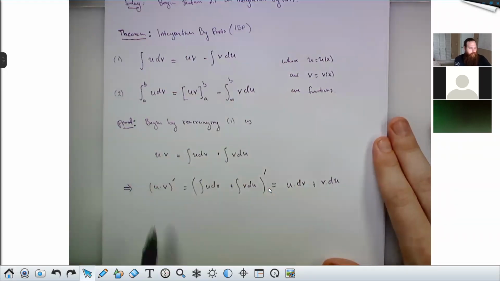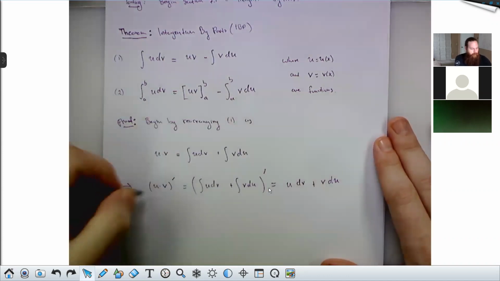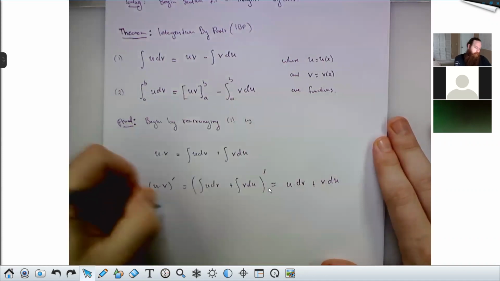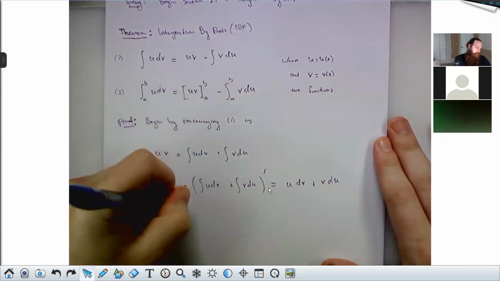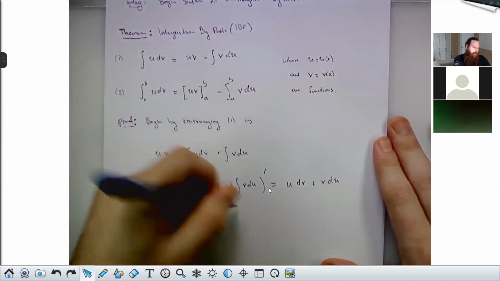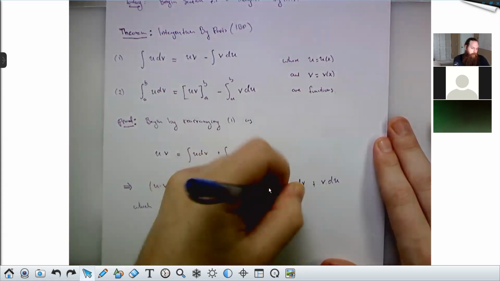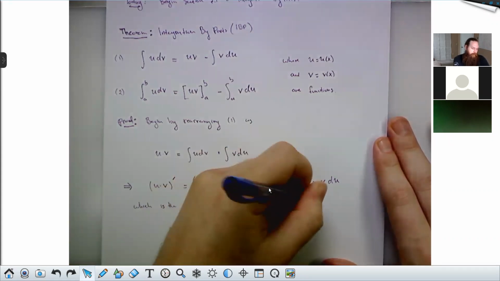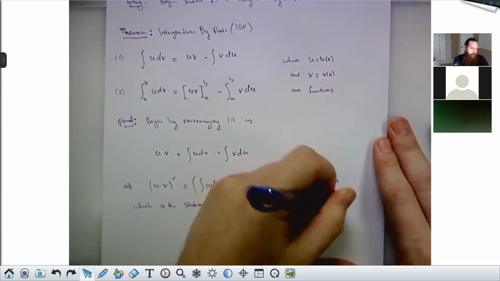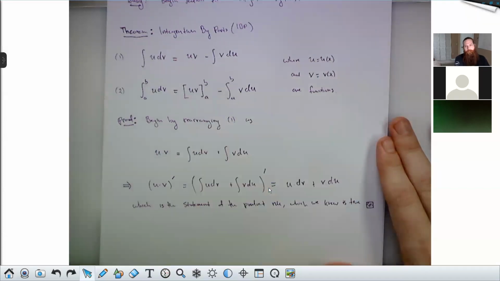And this is what you're used to seeing, right? The derivative of u times v is u times the derivative of v plus v times the derivative of u. That's the proof, which is a statement of the product rule, which we know to be true. So that's the proof.